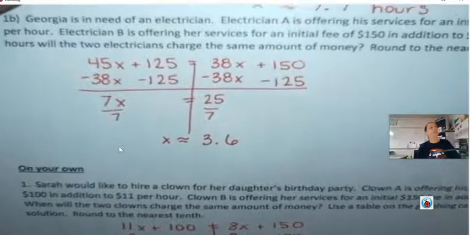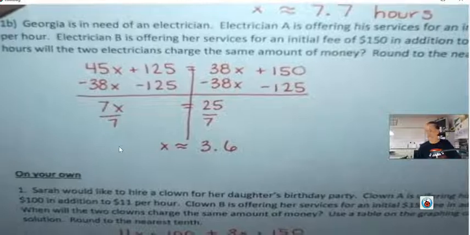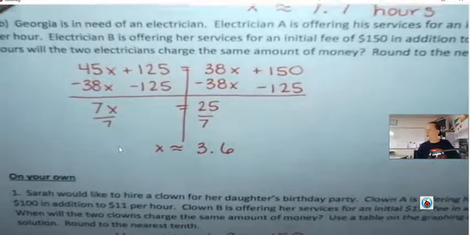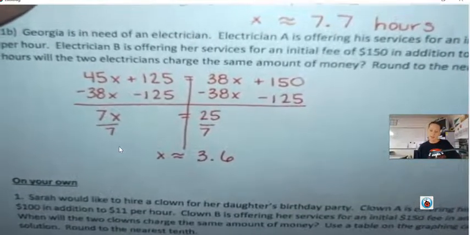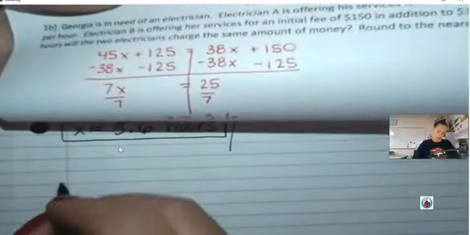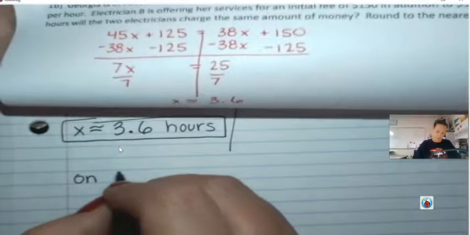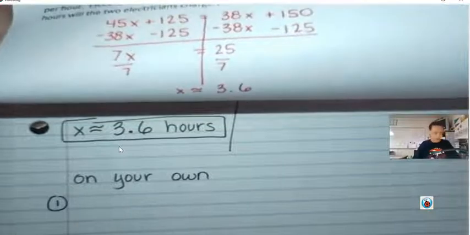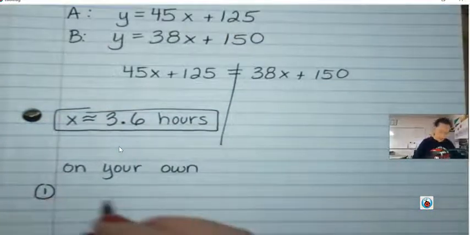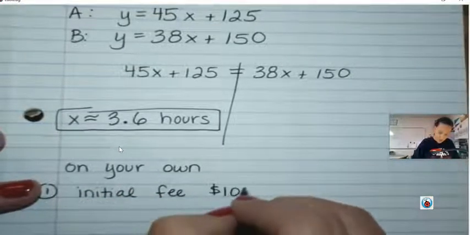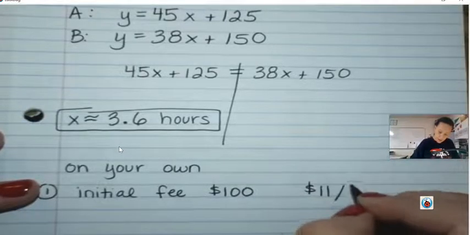The next one you're going to do by yourself, or you can do it with people sitting around you. Sarah's going to hire a clown for her daughter's birthday. Clown A is offering services for an initial fee of $100 in addition to $11 per hour. This is on your own. The clown has an initial fee of $100, and then they also charge $11 per hour.